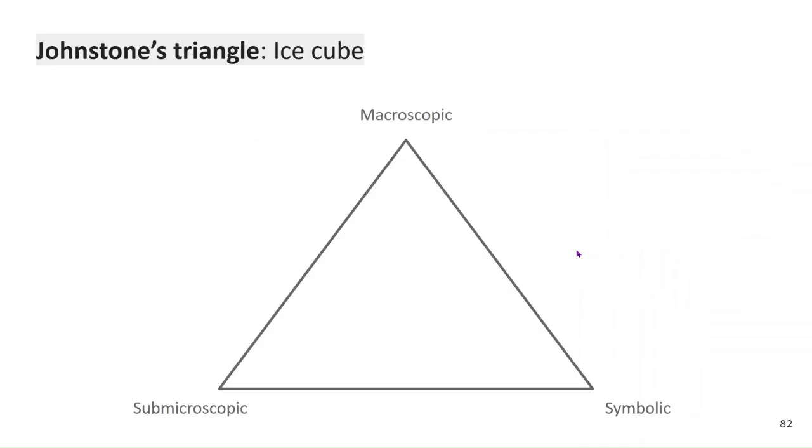Okay, so here is a new thing we haven't looked at yet. But this is Johnstone's triangle. And you are going to fill it out for an ice cube. I'm going to explain what it is. You're just going to do your best, but this is a way to think about different ways of modeling or representing a thing, in this case, an ice cube.